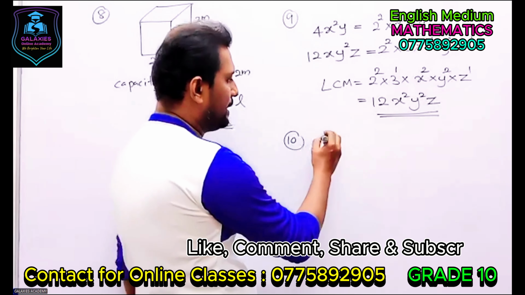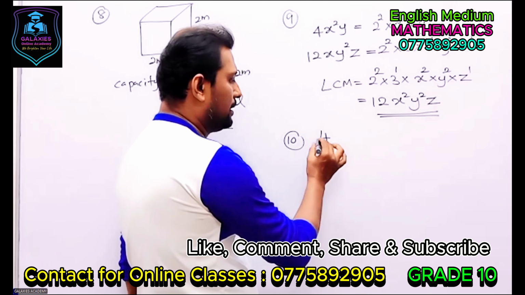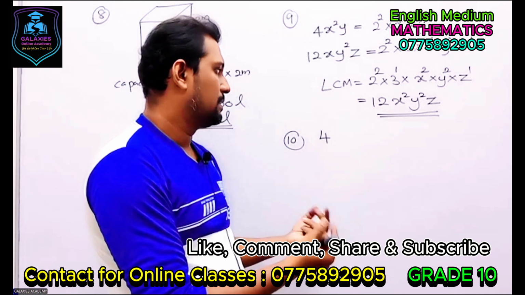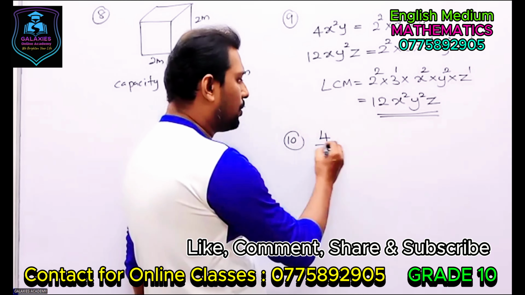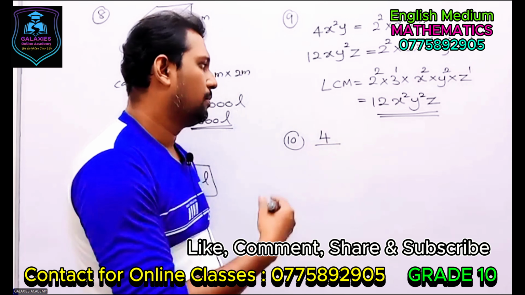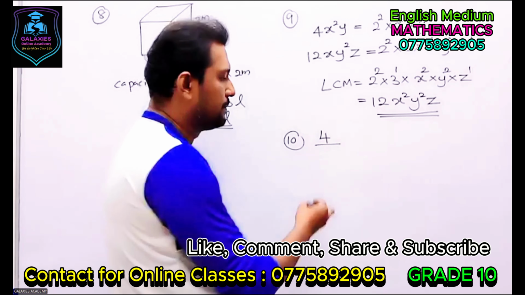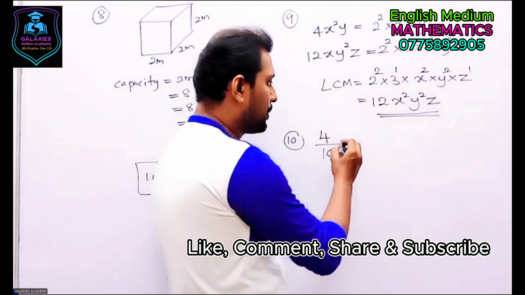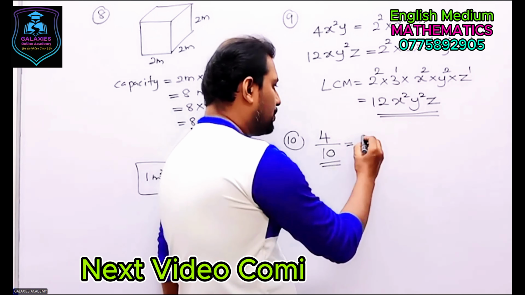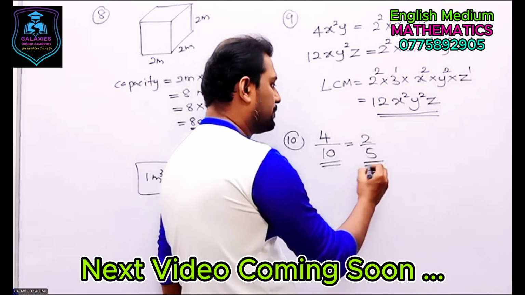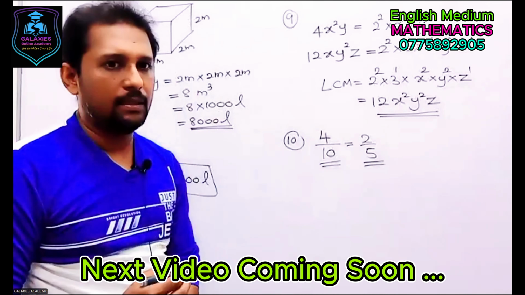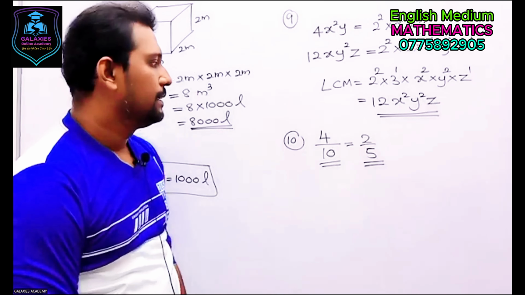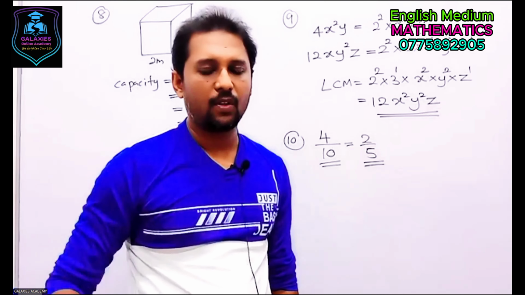So what is the probability of getting a prime number? The chance of obtaining a prime number is 4. Then total possible outcomes 10. So what is the probability? 4 over 10, right? If you want, you can write the simplest form, 2 over 5. 4 over 10 or 2 over 5, both answers are correct, right? It is the probability of the 10th question.